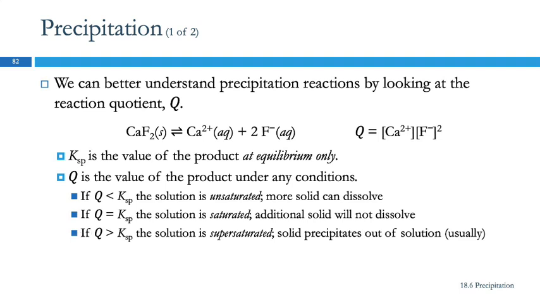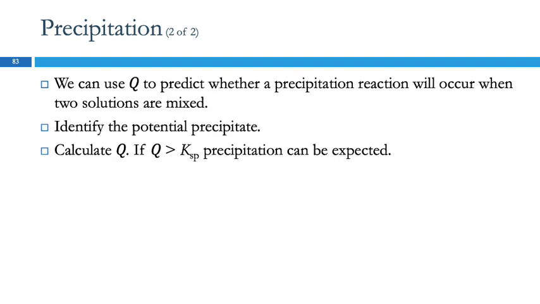When Q is greater than Ksp, we have concentrations here that are higher than at equilibrium. That is not a stable situation, and most of the time, it will precipitate out. The reaction will proceed to the left, forming solid precipitate until these reach the equilibrium values. So we can use Q to predict whether a precipitation will occur when two solutions are mixed. We first have to identify the possible precipitate, and then calculate Q for that potential precipitate. If Q is larger than Ksp, we can expect precipitation.